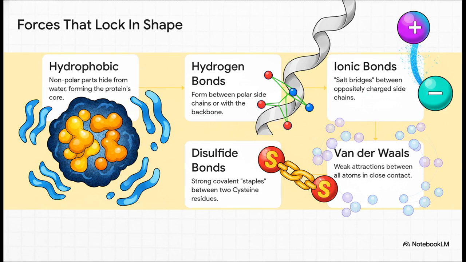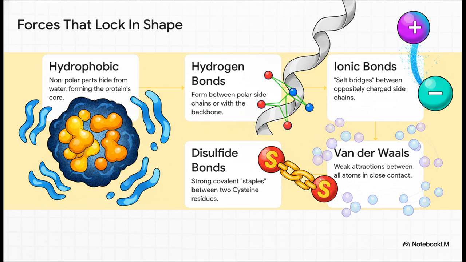So how does it all get locked into place? Well, there are 5 main forces at play. The biggest driver, by far, is something called the hydrophobic effect. See, inside a cell, it's a very watery environment. The oily amino acids hate water, so to escape it, they bury themselves in the center of the protein, forming this tight, stable core.